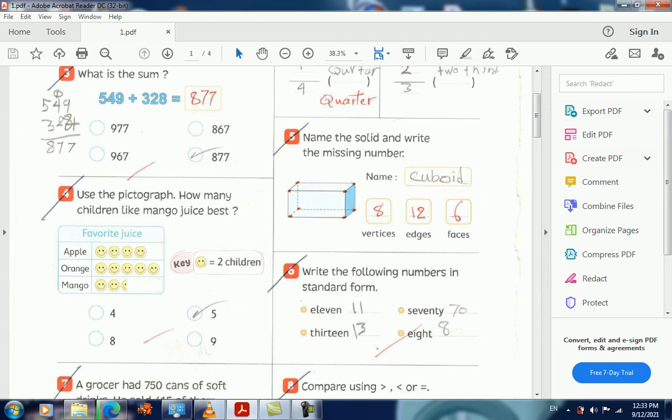Number 5. Name the solid and write the missing number. So the solid that we have, the shape, is called a cuboid. How many vertices does it have? It has 8. How many edges does it have? It has 12. 2, 3, 4. Okay. And how many faces does it have? 6.